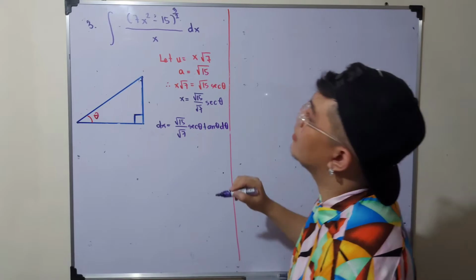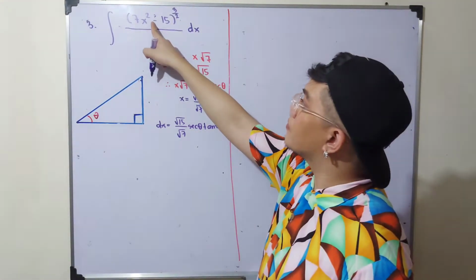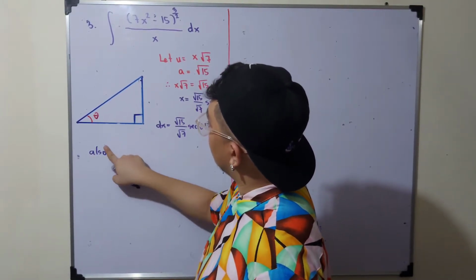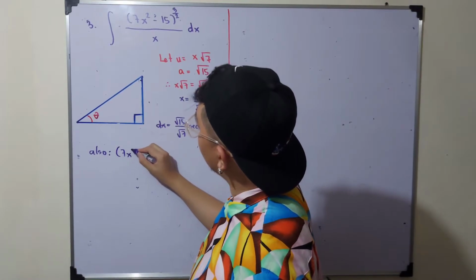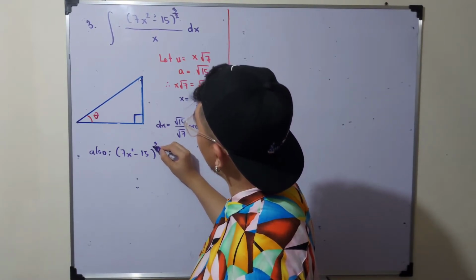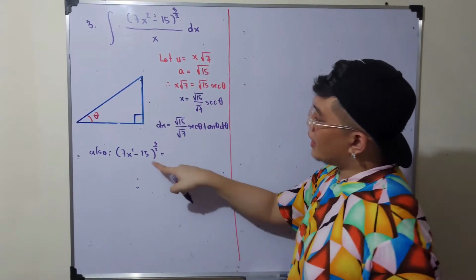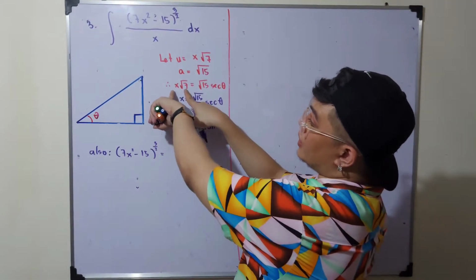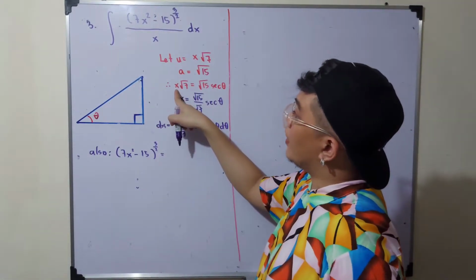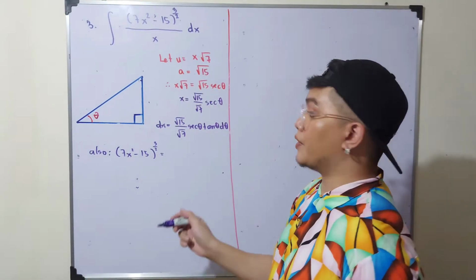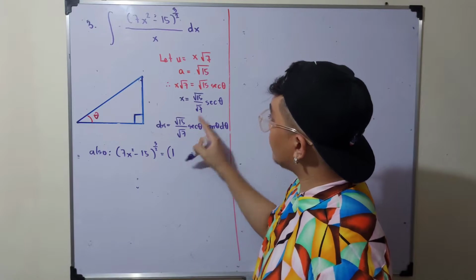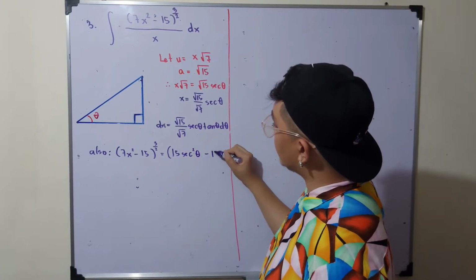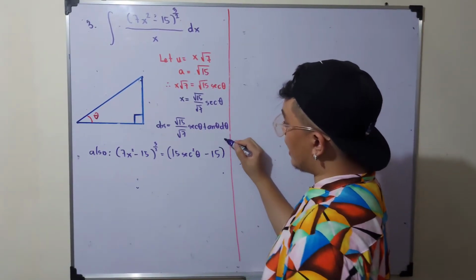And then, d theta. Okay, what else? Also, 7x squared minus 15 raised to 3 halves. Okay, ano yung lalagay natin dyan? So, yung 7x squared, obviously, ito yon kapag in-square. Ayan, yung x square root of 7, square mo, 7x squared yon. So, bali yung lalagay natin dito ay yung square nito, which is 15 secant squared theta minus 15. And then, naka-raise pa rin sa 3 over 2.